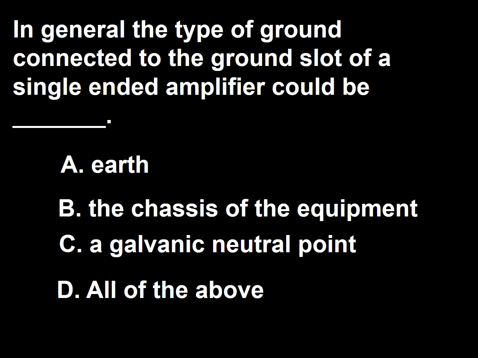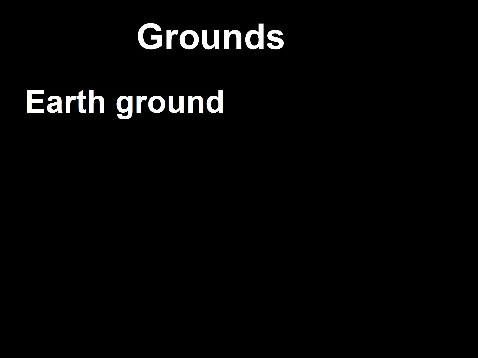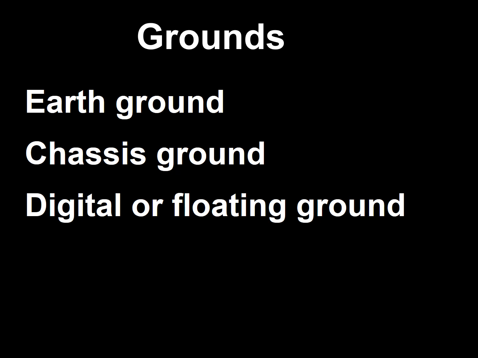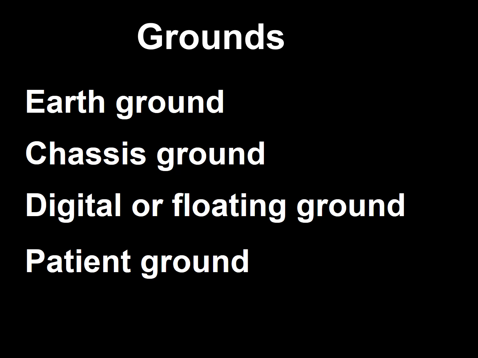In general, the type of ground connected to the ground slot of a single-ended amplifier could be A, earth, B, the chassis of the equipment, C, a galvanic neutral point, D, all of the above. The terminology for ground is confusing. We talk about earth ground, chassis ground, digital or floating ground, and patient ground. They all have a different meaning.